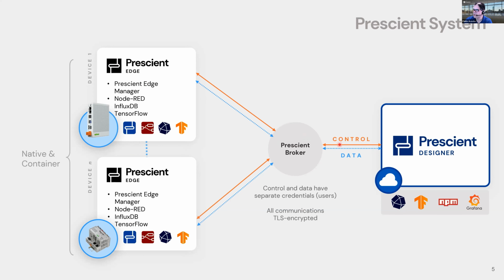One is the control channel, which is used by Prescient to communicate with the Edge Manager, and as I said, do all the system administration, system management, flow deployment, etc. And then the data channel, which is where the user data comes. And those are two separate channels. They don't see each other.